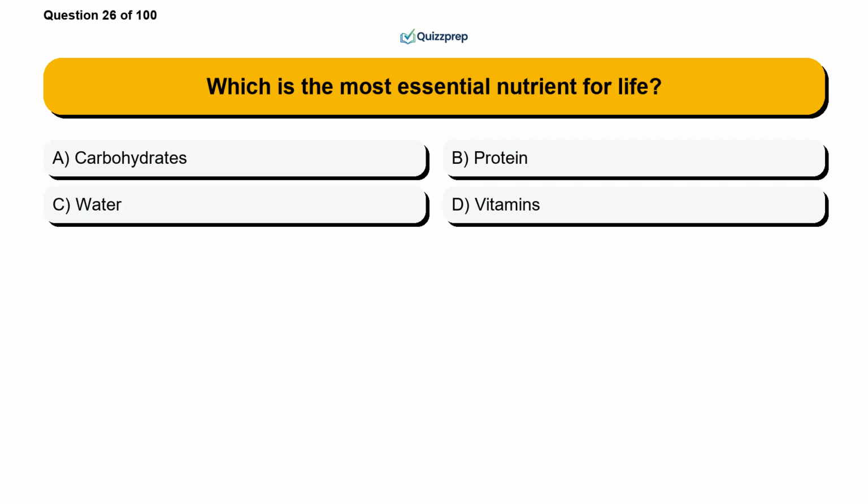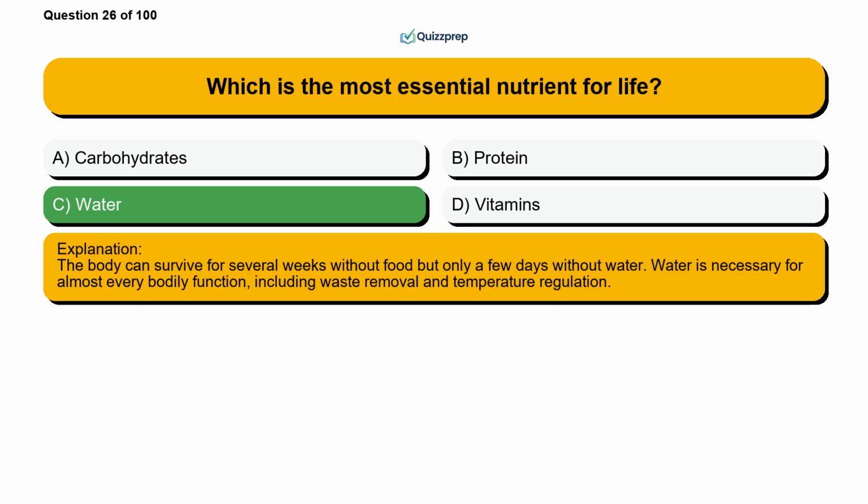Question 26. Which is the most essential nutrient for life? Option A, carbohydrates; option B, protein; option C, water; option D, vitamins. The correct answer is option C, water. The body can survive for several weeks without food but only a few days without water. Water is necessary for almost every bodily function, including waste removal and temperature regulation.